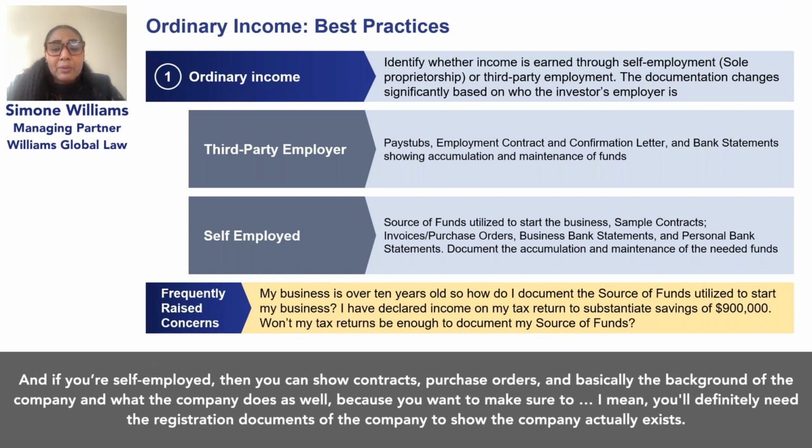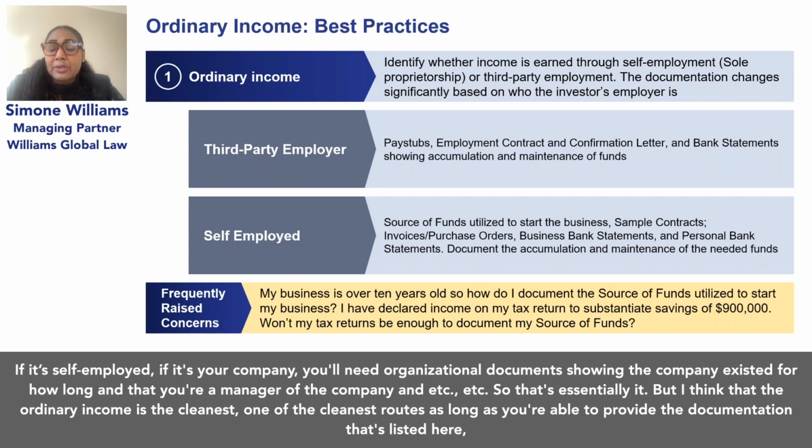And if you're self-employed, then you can show contracts, purchase orders, and basically the background of the company and what the company does as well, because you'll definitely need the registration documents of the company to show the company actually exists. If it's your company, you will need organizational documents showing the company exists and for how long, and that you're a manager of the company, et cetera, et cetera. So that's essentially it. But I think that ordinary income is one of the cleanest routes, as long as you're able to provide the documentation that's listed here.